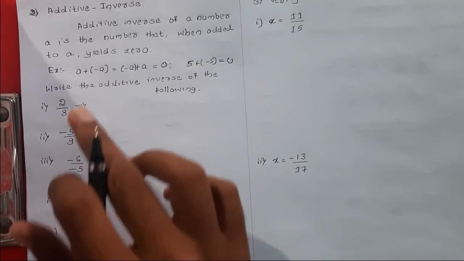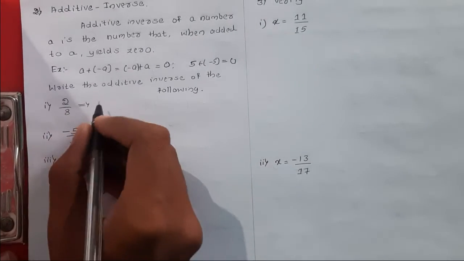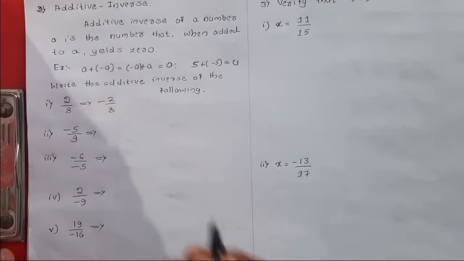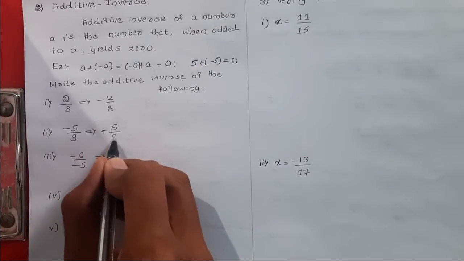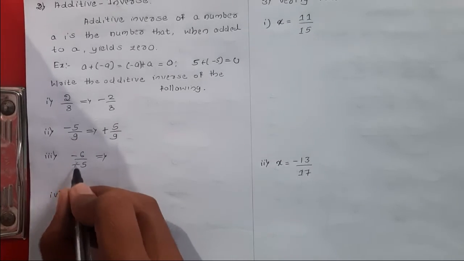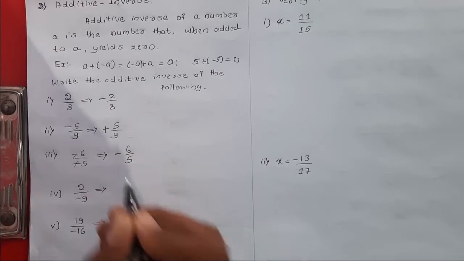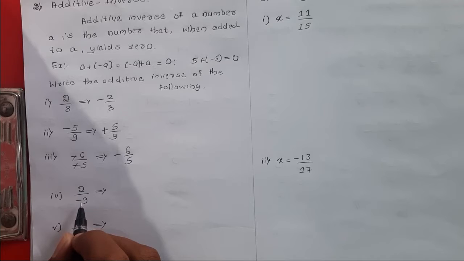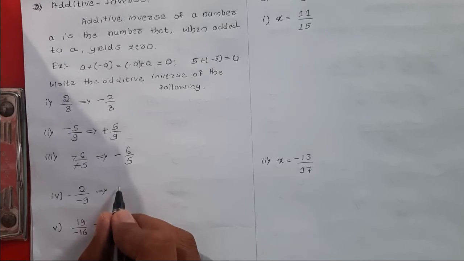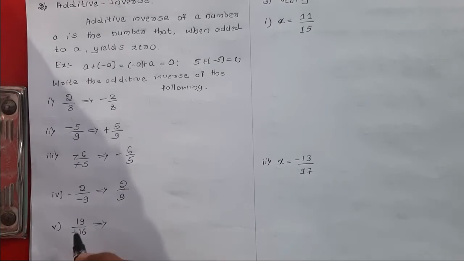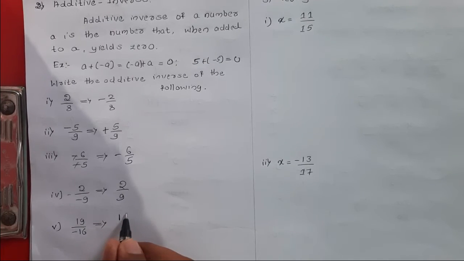As the following, you have to follow the rules in the below questions. Write the additive inverse of the following. 2 by 8 additive inverse is minus 2 by 8. Minus 5 by 9 additive inverse is plus 5 by 9. Here minus minus get cancelled, what is again plus. You have to take the minus 6 by 5. Here the sign given by the numerator, we can consider the sign here also. Minus 2 by 9 additive inverse is plus 2 by 9. 19 by minus 16 additive inverse is 19 by 16.